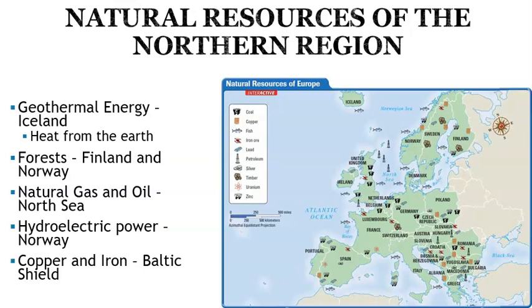The natural resources of the northern region, the two that I want to bring most importance to are the geothermal energy in Iceland, which is heat from the earth, as well as the hydroelectric power in Norway. These countries have created alternative energy sources as opposed to using things like oil for powering electrical devices. So geothermal energy, hydroelectric power, this area is big into that renewable resource. Also, there are forests in Finland and Norway, natural gas and oil on the North Sea, and then in the Baltic Shield area there is copper and iron.